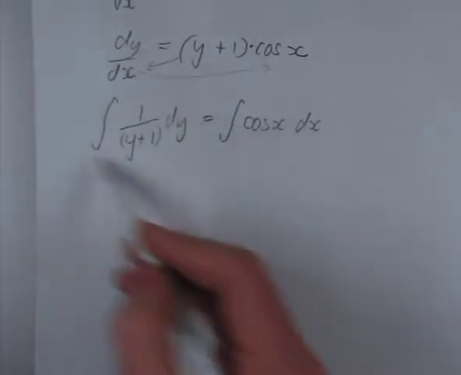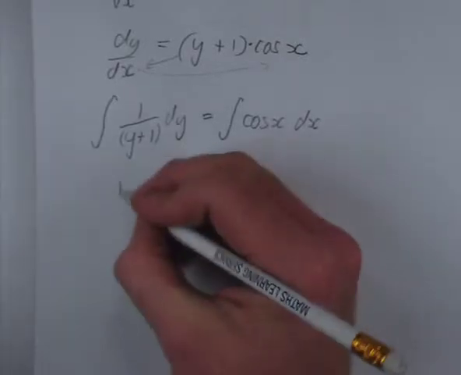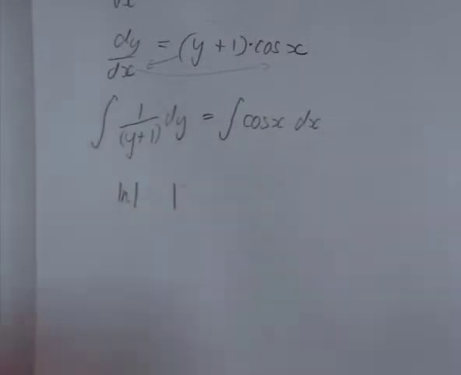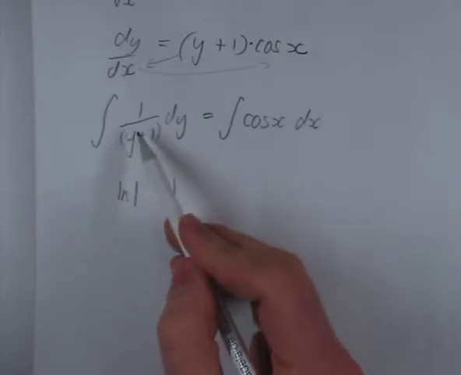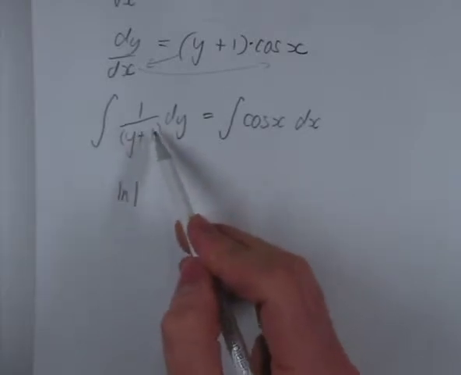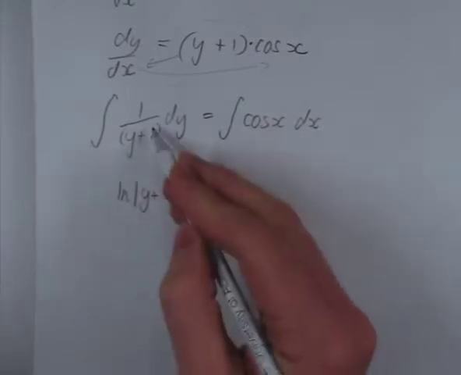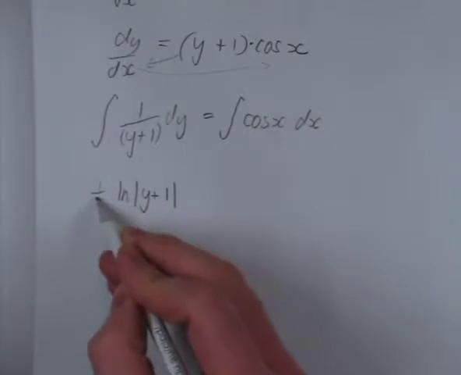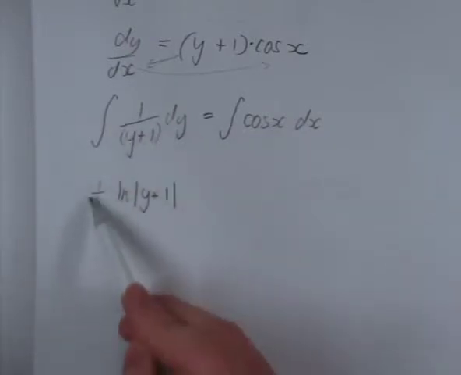So let's see, the integral of 1 over y plus 1. Well, if it was just 1 over y, that would be ln of y. And there's this rule that if this thing under here, when you differentiate it, comes out to be a constant, you can just pretend that that's a y and then divide by the derivative. And the derivative of that is 1, so technically it's this. If it had been 2y plus 1, I would have gone half here.